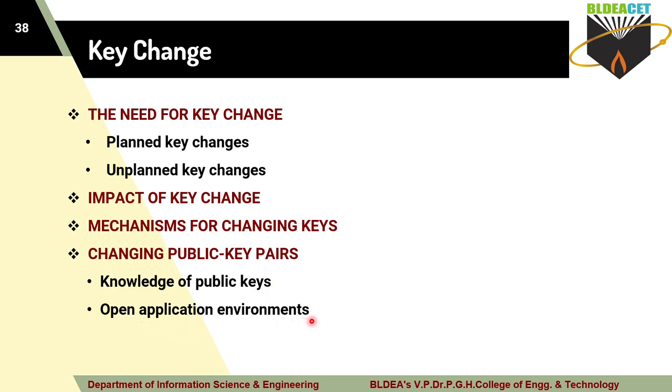Next, open application environments. As I told, for encryption you are using the public key, so that application environment we call an open application environment. One more is the closed application environment, like your symmetric key. For encryption and decryption, if you are using the same key, such types of applications we call a closed application environment. And you need to provide high security to store such types of keys here. So this is about the key change.